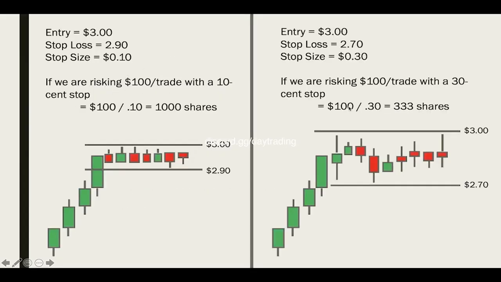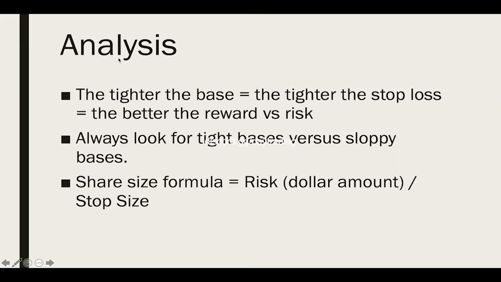We're risking $100 in each of these setups. However, because we have a smaller base here, we have a smaller stop size. With a smaller stop size, we're able to purchase more shares. If we're able to purchase more shares, that means our reward is a lot higher. Like if this goes up $1, we're going to make $1,000. However, in this situation, with this entry and this stop loss, if this goes up $1, we're only going to make $333. So we're risking the exact same amount, but our potential reward with this tight base and this small stop size is significantly higher.